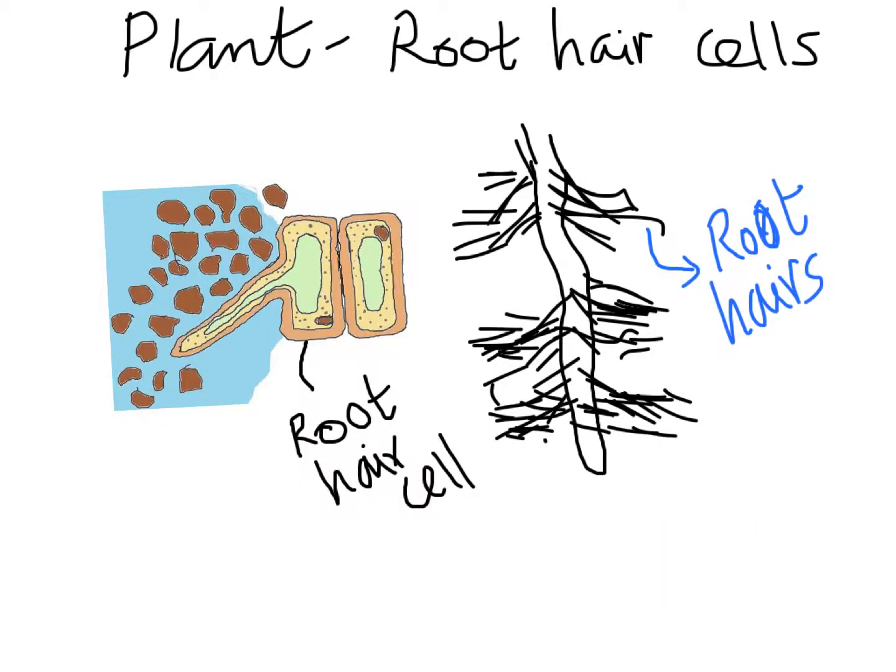In a plant, you have roots which branch into root hairs. Let's have a look at how this is an efficient adaptation to absorb water and minerals from the soil. These brown things represent soil particles, and the blue part represents water with dissolved minerals in it. And these root hairs contain millions of cells called root hair cells.